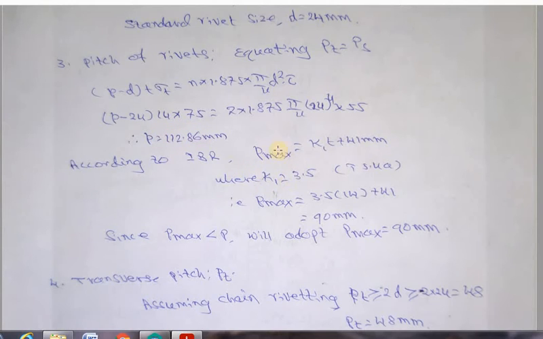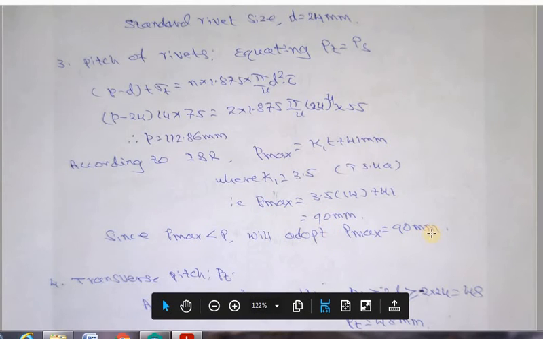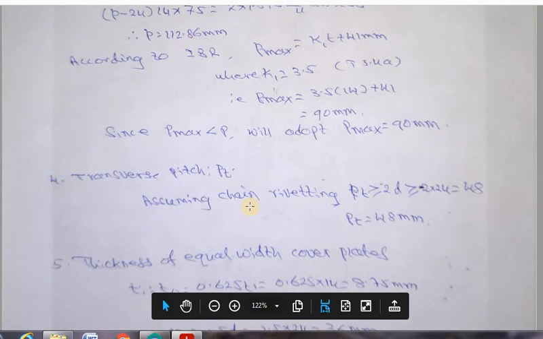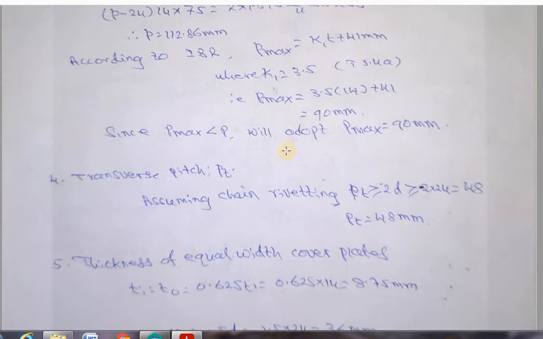I will adopt the P maximum as calculated by IBR, even though it is smaller, because this is the maximum. So adopt the P maximum as 90. Henceforth, in all the remaining calculations, wherever pitch P comes, 90 is to be used rather than 112.86.